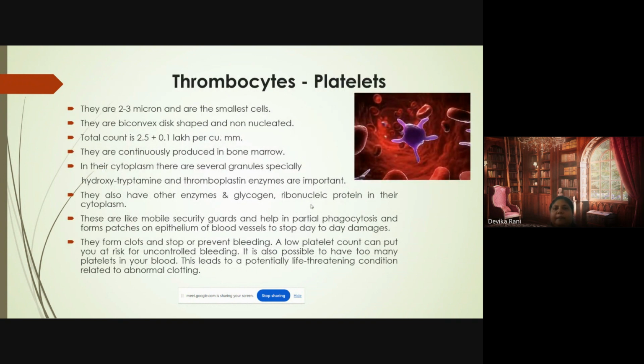Now, the third type of blood cell is the thrombocyte, which in normal language we know as platelets. They are 2 to 3 micron and are the smallest cells. They are biconvex, disc-shaped, and non-nucleated. Again, they don't have a nucleus. Total count is 2.5, so around 1 lakh plus per cubic mm. They are continuously produced in bone marrow.